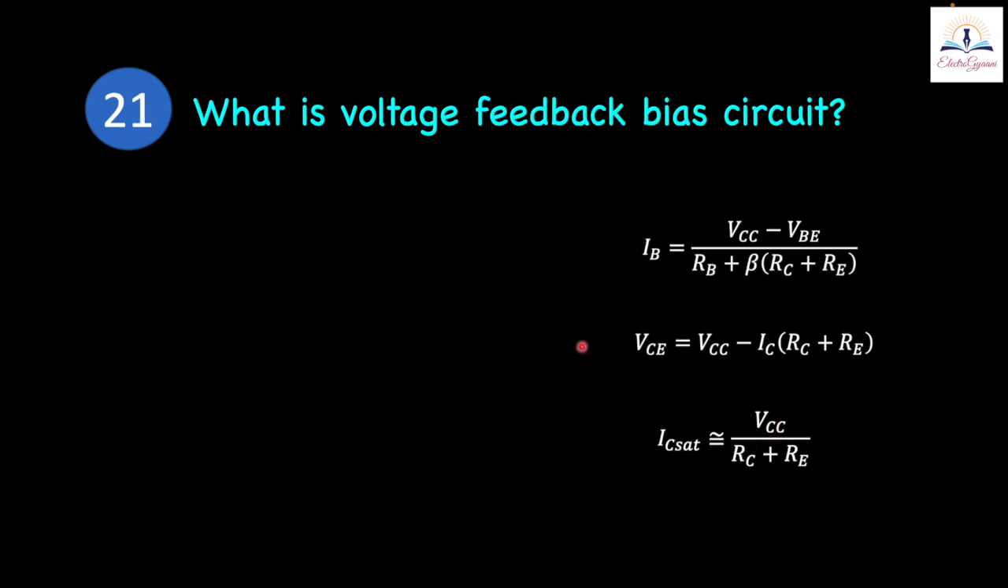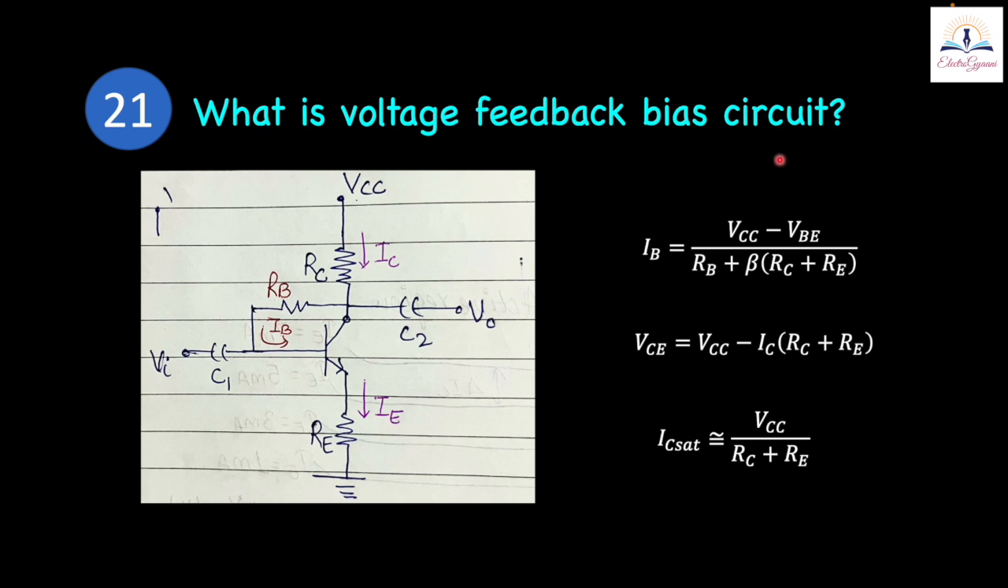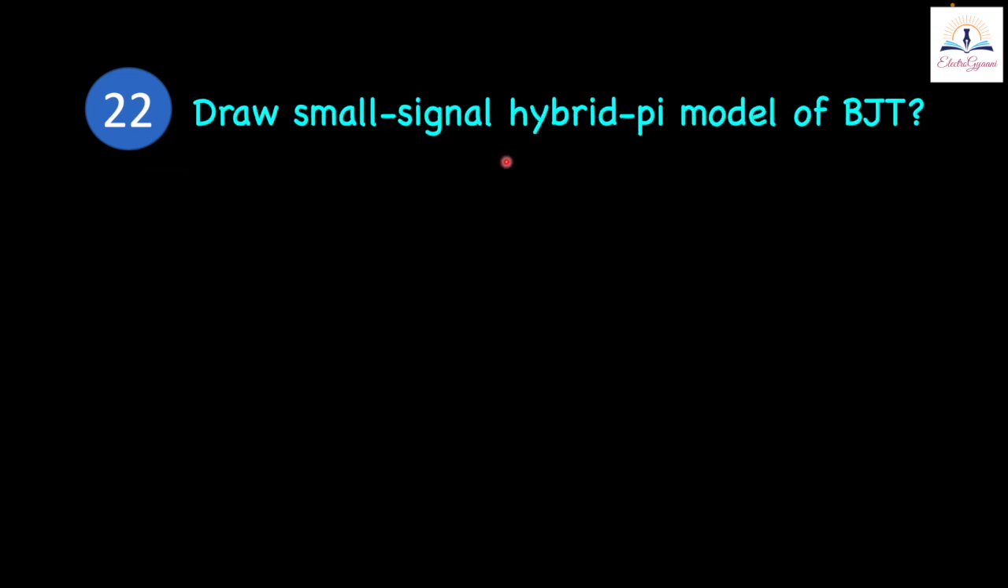The next bias circuit is the voltage feedback bias circuit. Here feedback is given from the collector terminal to the base. So now the base current is given by VCC minus VBE upon RB plus beta times (RC plus RE). Once again there is no change at the output side, so VCE will remain the same, and so will the IC saturation.